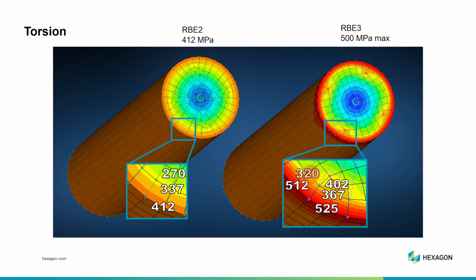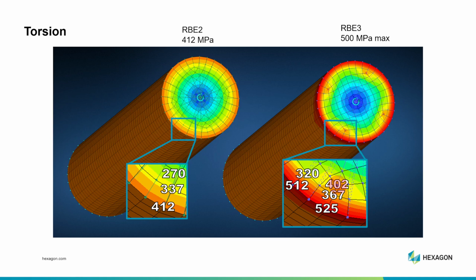Oh, not only that, but things are more complicated. If we look here, we see that there's a spot of very high stress, and there's actually 4 corresponding stress peaks. So if we go in along this line, we go from 525 all the way down to 367, then back up to 402 megapascals.